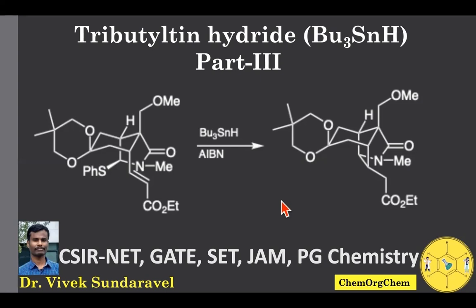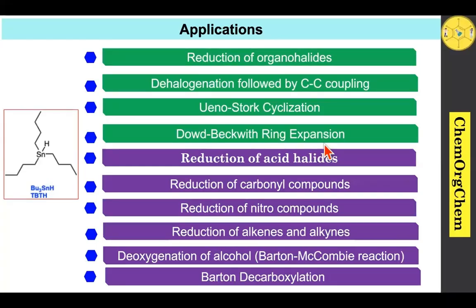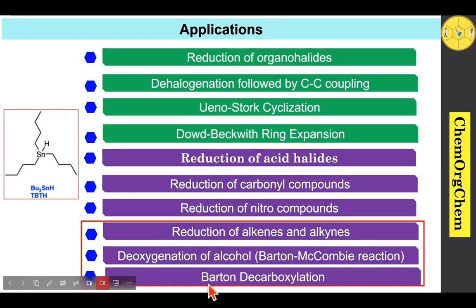Let's move on to tributyltin hydride. In our previous part 1 and part 2 videos, we already saw the preparation, applications, as well as properties of tributyltin hydride. In this video, we are going to see three more important applications: reduction of alkenes and alkynes, deoxygenation of alcohol, which is called the Barton-McCombie reaction, and Barton decarboxylation. Let's see them one by one.